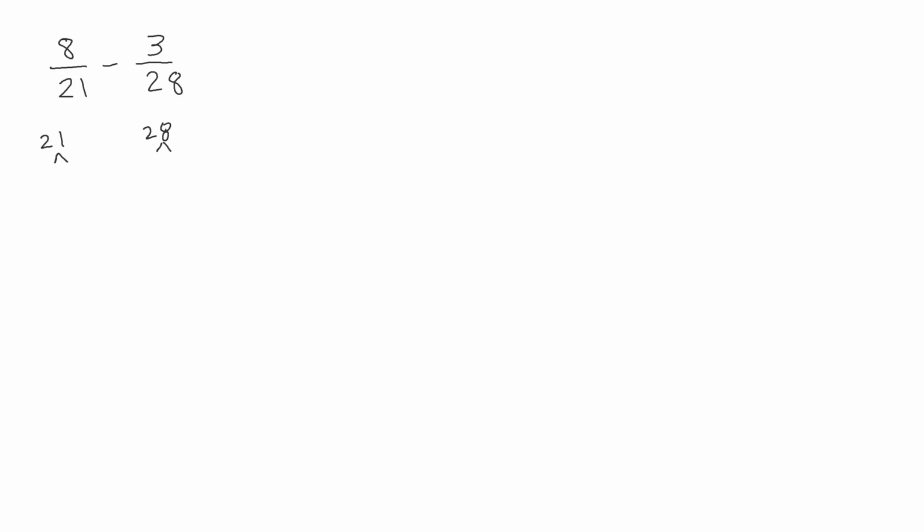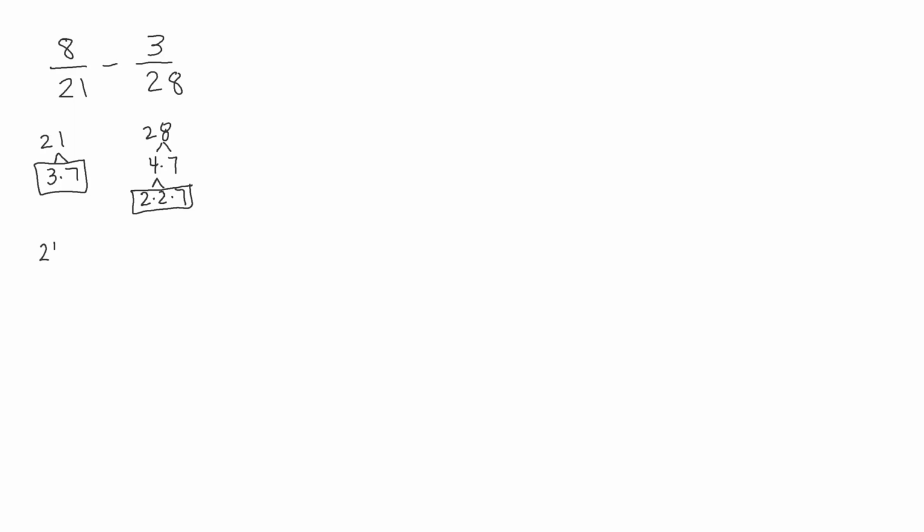So 7 times 3 would give me 21. Both are prime. I'm done. 4 times 7 gives me 28. 4 is not prime. I rewrite it as 2 times 2. I drop down the 7, and there's my prime factorization. I then put these in a table.